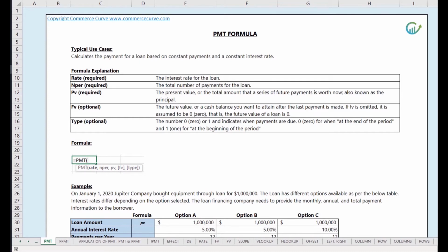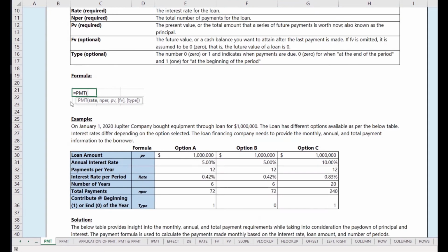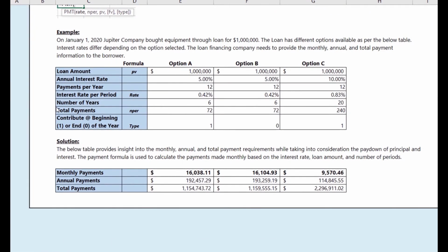So let's take a look at the different options we have in the table here. In option A, we have a loan amount of $1 million, and the loan amount, which is the principal, is considered to be the present value. That does not differ between the three different options. So the present value, i.e. the principal or the loan amount, is $1 million under options A, B, and C. However, the annual interest rate differs. Interest rate is equal to 5% under option A, 5% under option B, and 10% under option C.